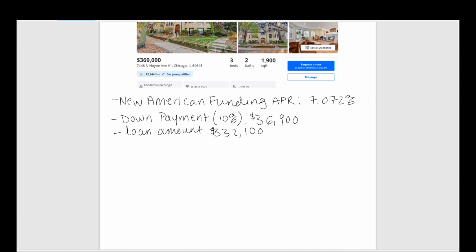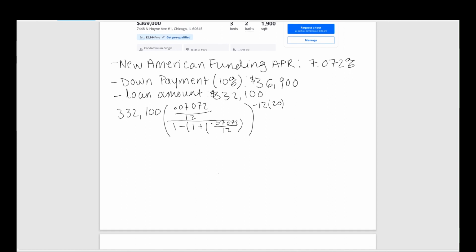So, I'll start by using the payment formula. And then the APR is 7.072%. And so when I turn that into a decimal it'll be 7.072 over 12, and then over 1 minus 1 plus R over 12 again, and then negative 12 times 20. And when I plug that into Google, I got approximately $2,589.14 as the monthly payment.